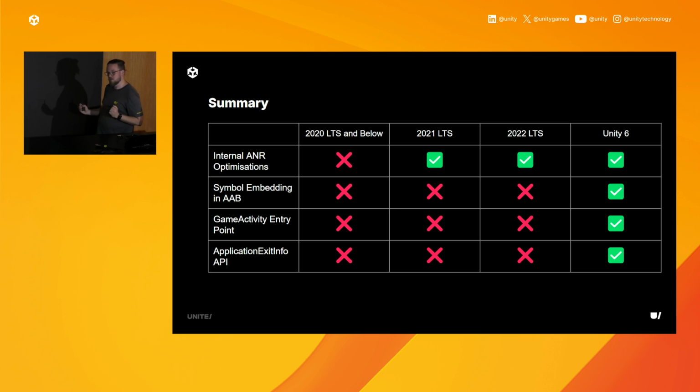And there's a nice table of all the things that we're doing here. So again, Unity 6 gets everything. The optimizations we've backported across all the LTSs that we currently support. Sorry if you're on 2020 or below, we don't support that anymore, so I'm afraid you're on your own there. But I'll let you take a minute to see everything we've got here.